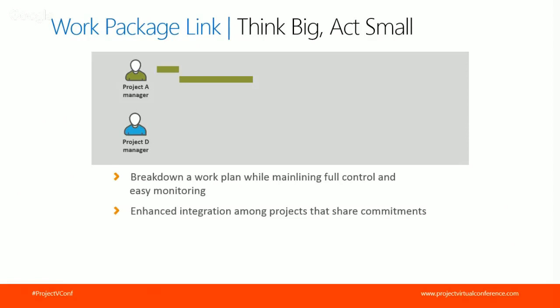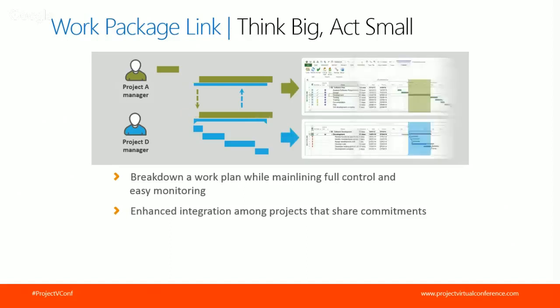Okay, so again, think big, act small. We are taking a work package from project A to project D, where the project manager of D will break it into small tasks. What will happen then is that the summary task will go up to project A, and then he could see the difference between his planning and the actual work being done in project D. Okay, if there is a change, he can accept it and move his project to align with project G.